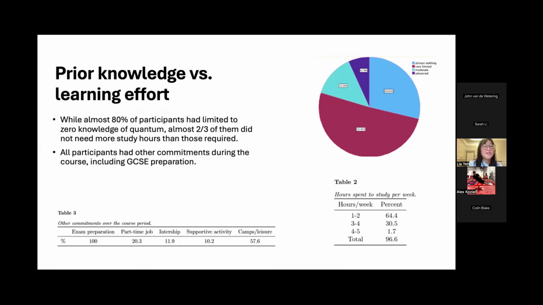And the bottom left is quite interesting. 100% of the students said that they had to prepare for exams, because that's pretty much one of the most important things in their university admissions. And then more than 1 in 5 has a part-time job. Students send me emails like, oh, I can't make my tutorial anymore because I'm called into work. And more than 1 in 10 also had internships. Others had other extracurriculars or camps or vacation time.